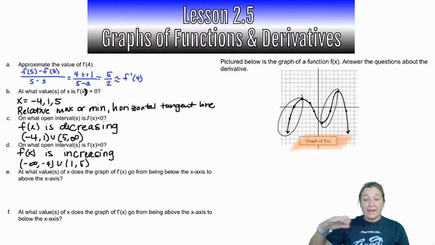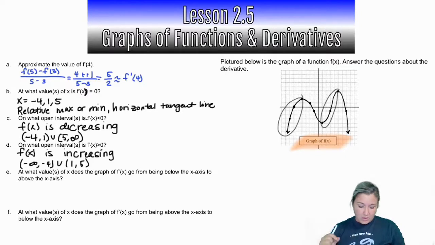So you can see our entire domain is taken up by increasing or decreasing, one of those two, except for the part where, since these are open intervals, you would not include 4, 1, or 5, which is where we would have those horizontal tangents.